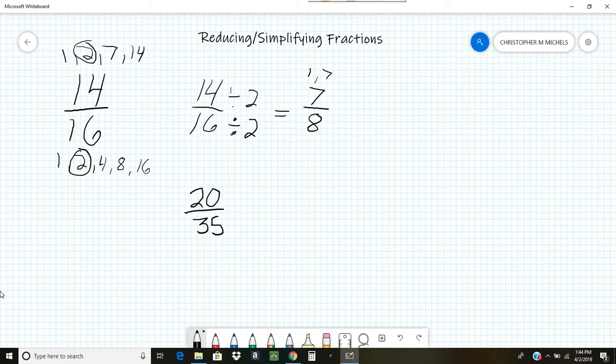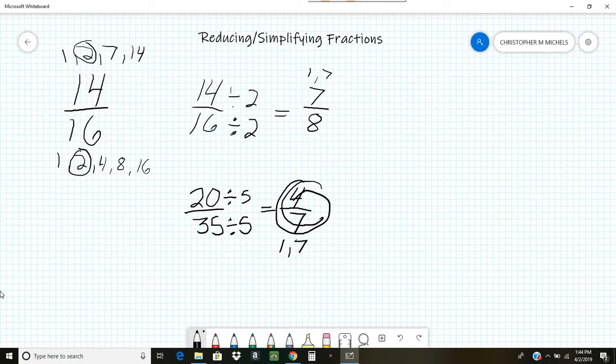So, what goes into numbers that end in 0 and 5? Well, 5. So if I take 20 and I divide it by 5, and 35 divided by 5, 20 divided by 5 is 4, and 35 divided by 5 is 7. Okay, now we get 4/7, which we know is reduced all the way. Because again, we got a 7 on the bottom. Now that won't be a trend, it's just kind of a coincidence with the numbers I picked. But we look right here, the only things that go into 7 are 1 and 7, and I know neither of those will go into 4. So this is the simplified version of this problem. Sorry, my drawing's a little bad there.